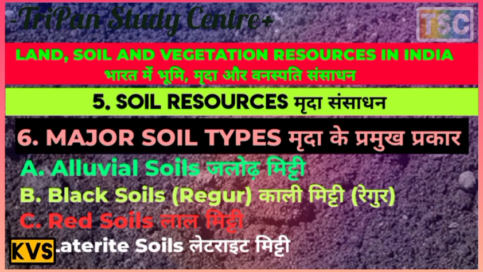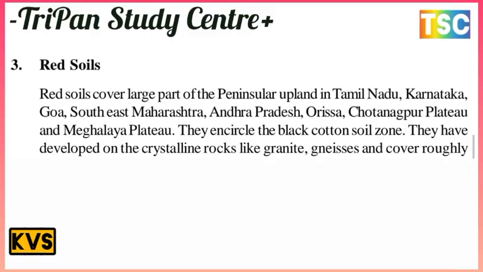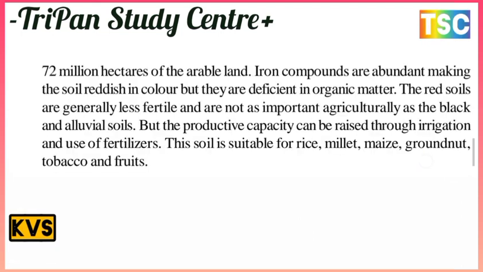The next one is red soil. Red soil covers a large part of the peninsular upland, in Tamil Nadu, Karnataka, Goa, Southeast Maharashtra, Andhra Pradesh, Orissa, Chota Nagpur Plateau and Meghalaya Plateau. They lie in a circle around the black cotton soil zone. They have developed on crystalline rocks like granite and gneiss and cover roughly 72 million hectares of the arable land.